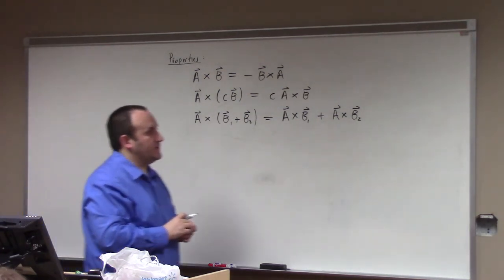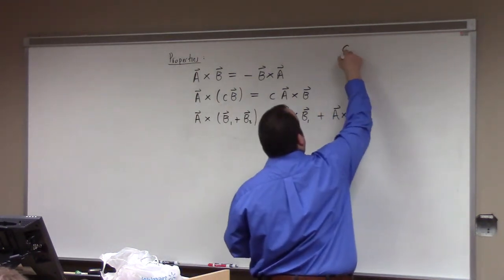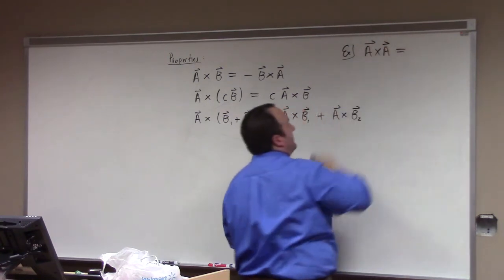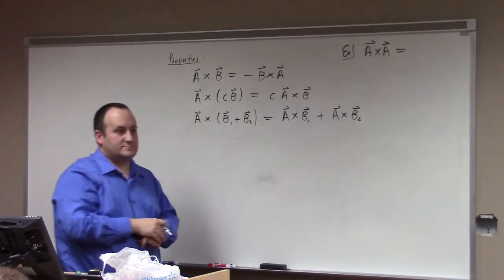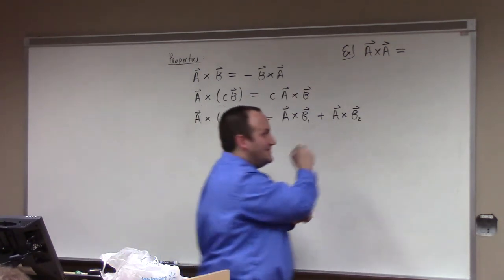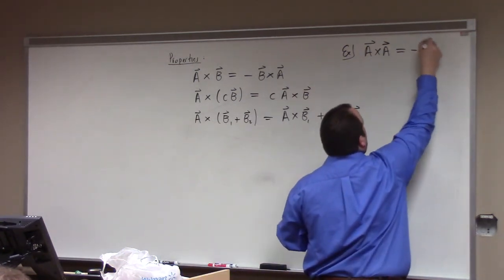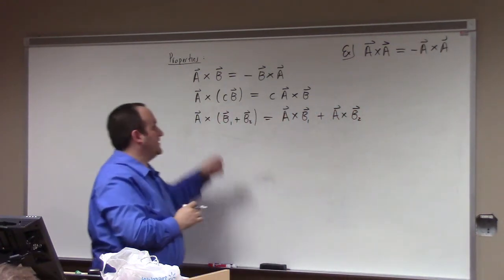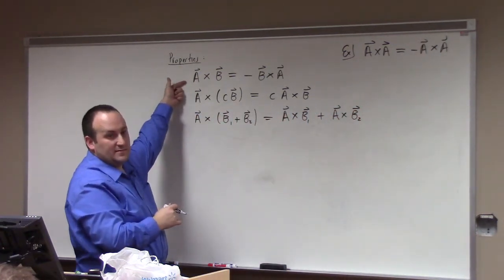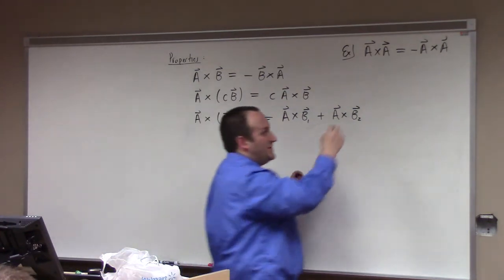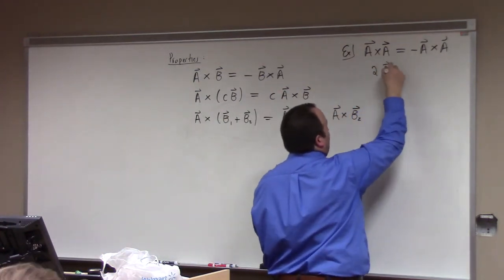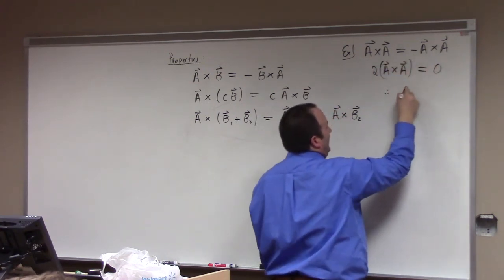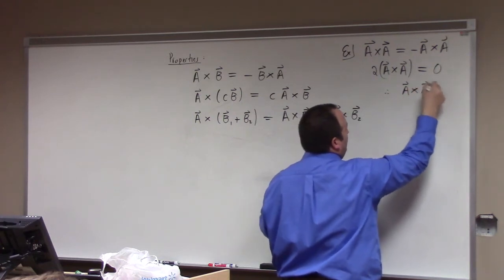And we can already do an example with that. What's A cross A? Flip the order. What do you get? We get minus A cross A, right? Using this, that would be equal to A cross A. So that tells us what? That tells us that twice A cross A is what? 0. So therefore, any vector crossed with itself is 0.